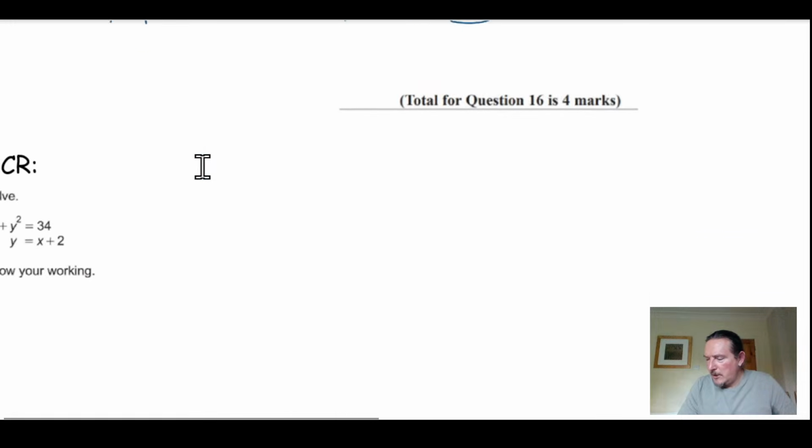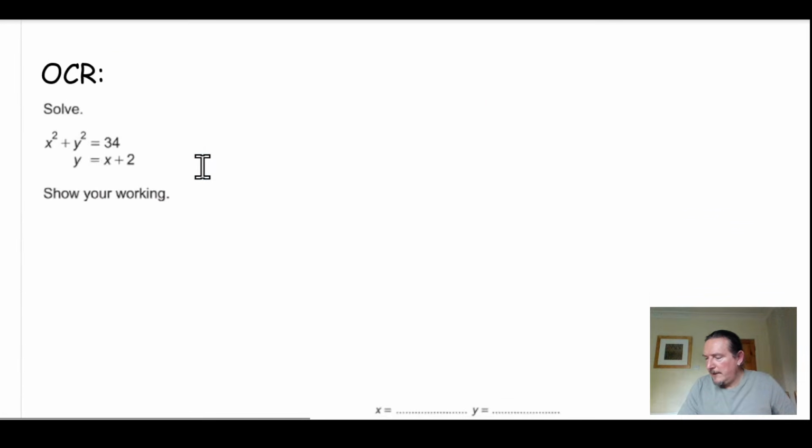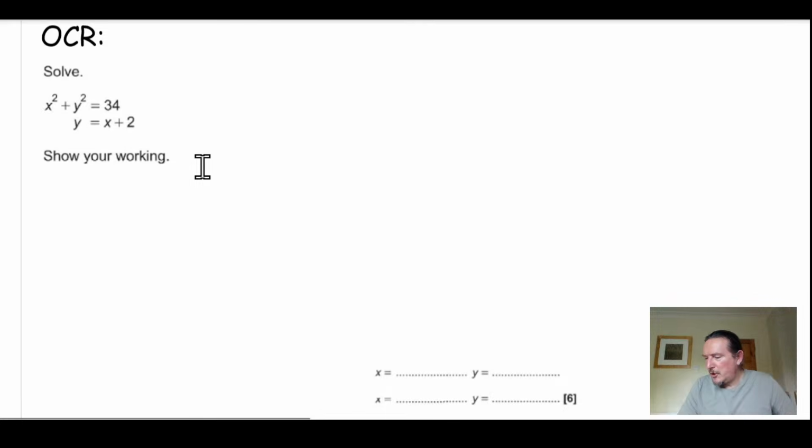Let's have a look at the OCR one. Slightly different equation here. Do you recognize this one? What's that? The equation of x squared plus y squared equals 34. What equation is that then? It's not quadratic this time.